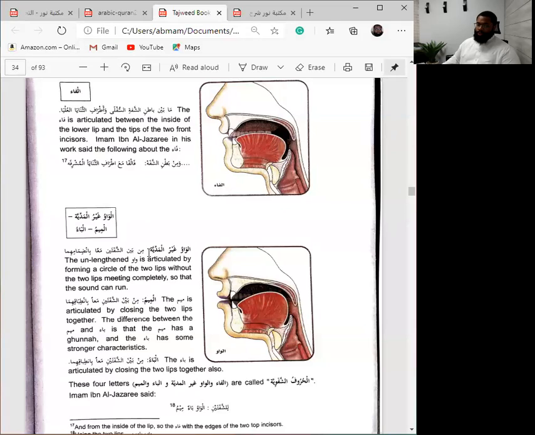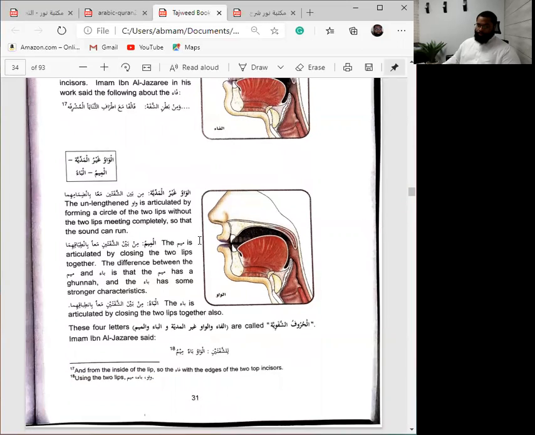الواو غير المادية من بين الشفتين معا بانضمامهما. The unlengthened waw is articulated by forming a circle with the two lips, without the two lips meeting completely, so that the sound can run. W, w, wa, wu, we, w. So you purse the lips or make a circle with your lips.